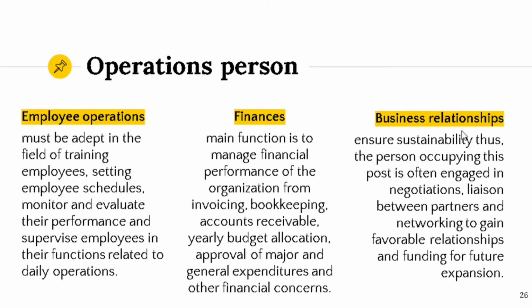Okay, next is about the business relationships. They ensure sustainability. Thus, the person occupying this post is often engaged in negotiations, liaison between partners, and networking to gain favorable relationships and funding for future expansion. So, ito naman si parang public relations officer. So, they ensure na meron silang magandang relationship with their suppliers, with their partners, with their future investors. So yun, that is the operations person.